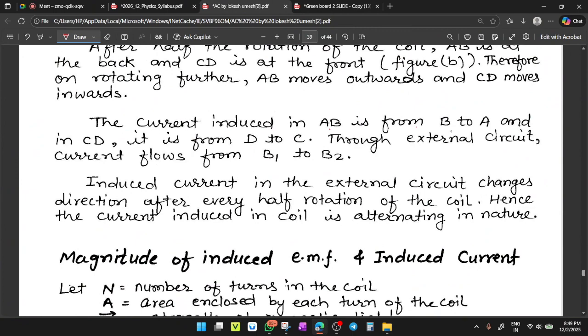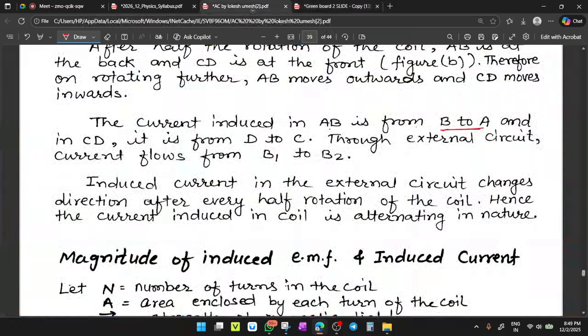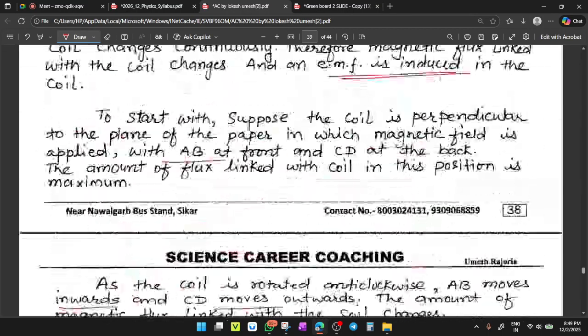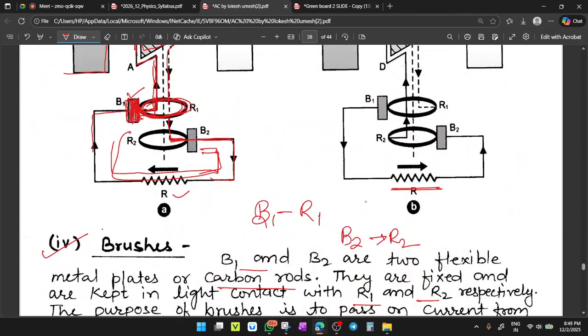So current is moving in AB from B to A, and in CD it is flowing from D to C. Through the external circuit, the current is now flowing from B1 to B2. Previously, in the first half cycle, the current was flowing from B2 to B1, and now it is flowing from B1 to B2.